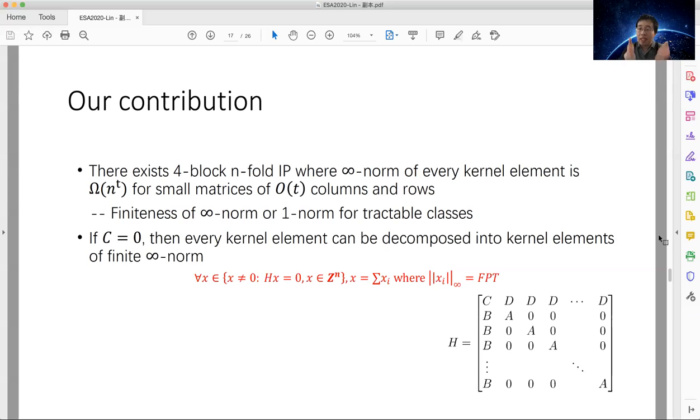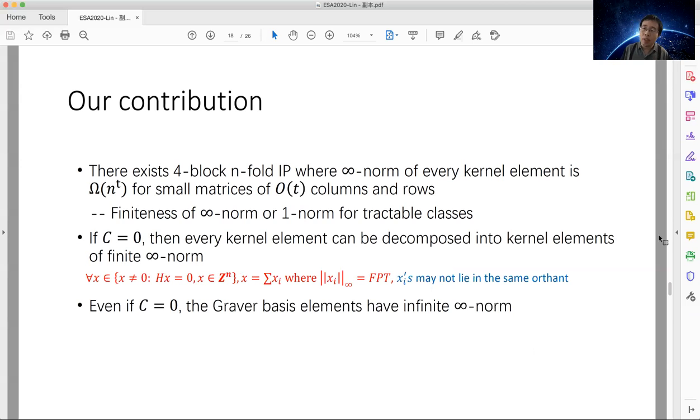By saying thin, I mean the kernel elements have FPT bounded infinity norm. What is very interesting here is that the main obstacle actually lies in the fact that C can be non-zero. But this is good news; there is also some bad news: while we have such a nice decomposition of any kernel element into these bases where they are thin, such a decomposition does not guarantee that all the thin elements actually lie in the same offset.